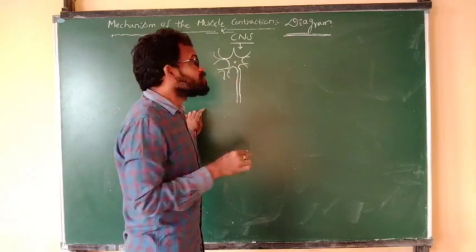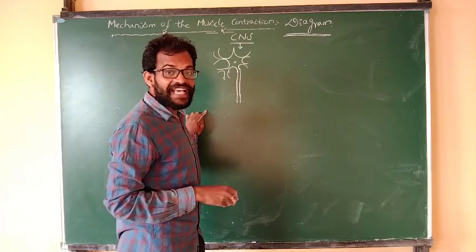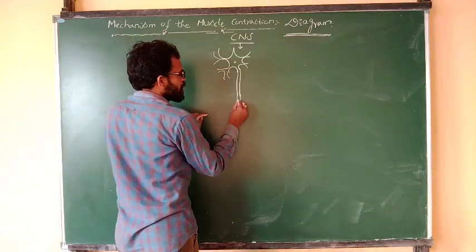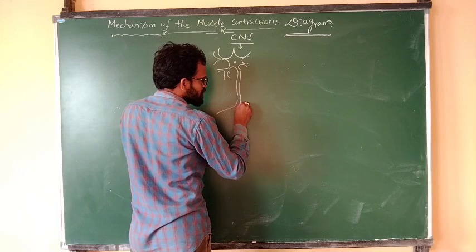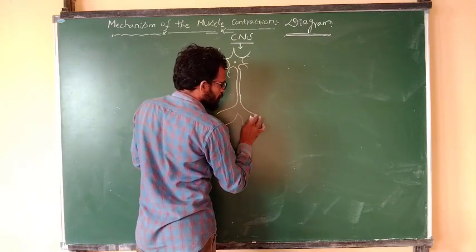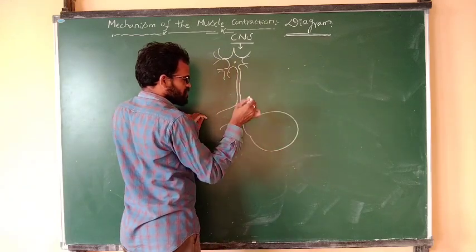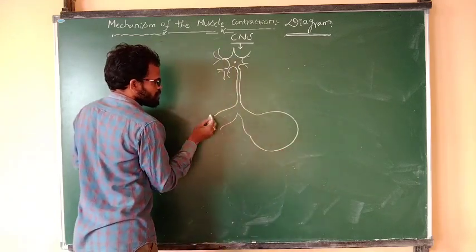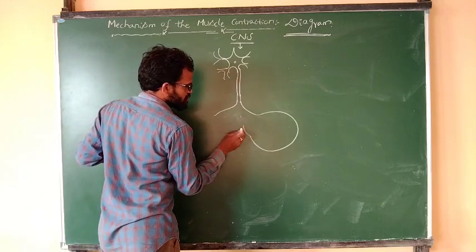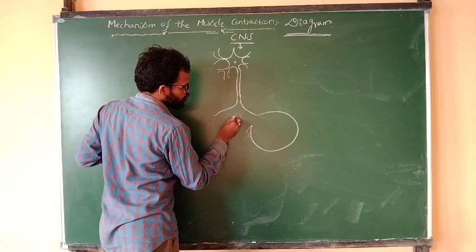They send the message from the central nervous system to the sensory organ. Here, what is the sensory organ? Muscle. This consists of sensory organs. What are the sensory organs present in the motor neurons?